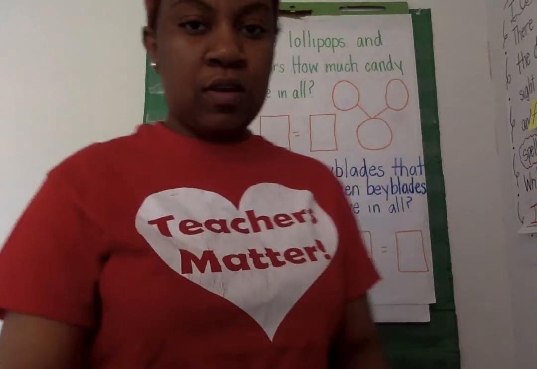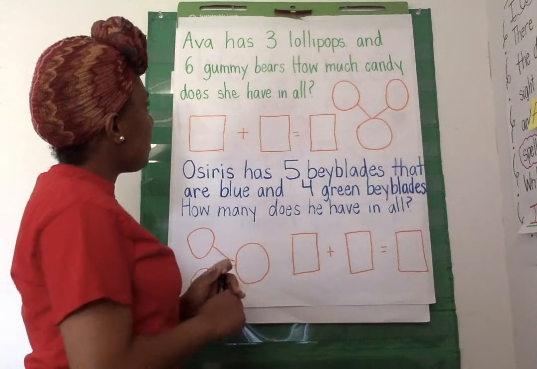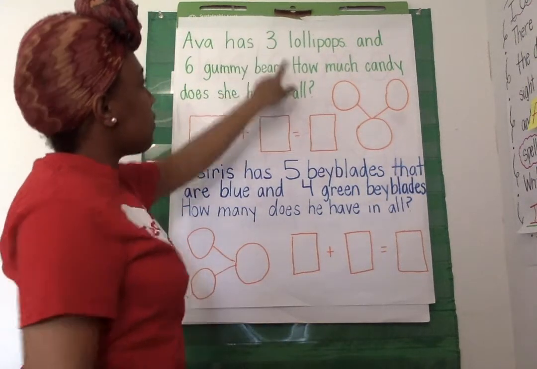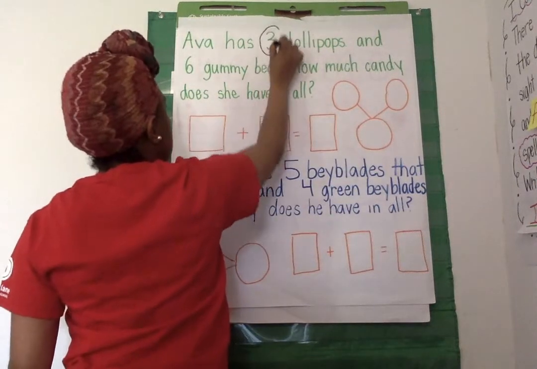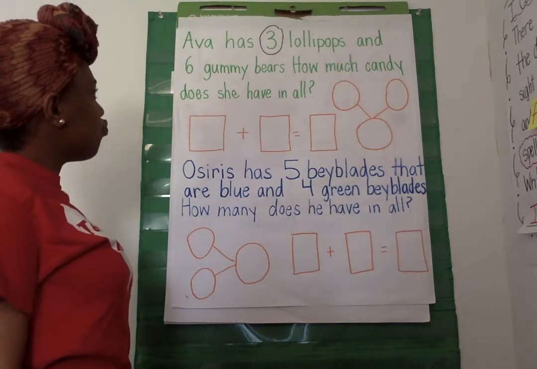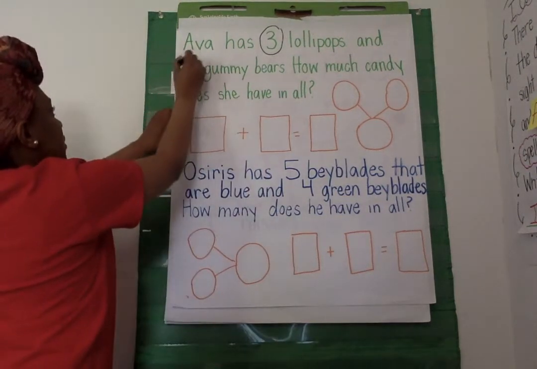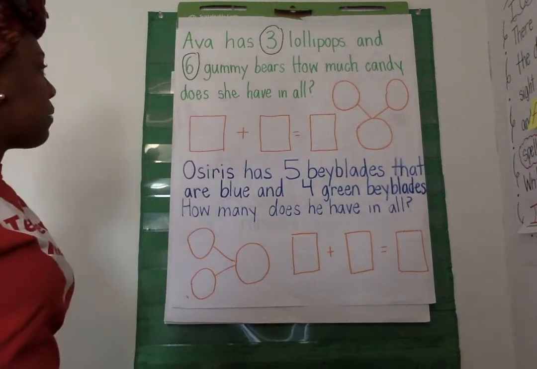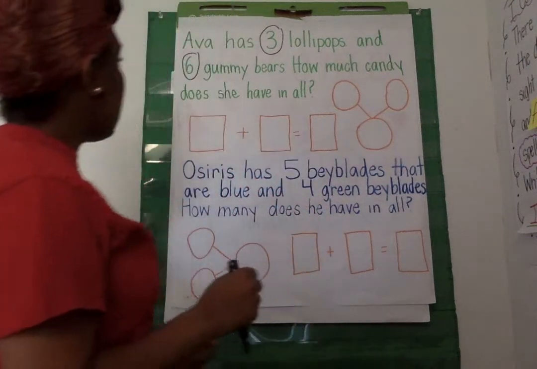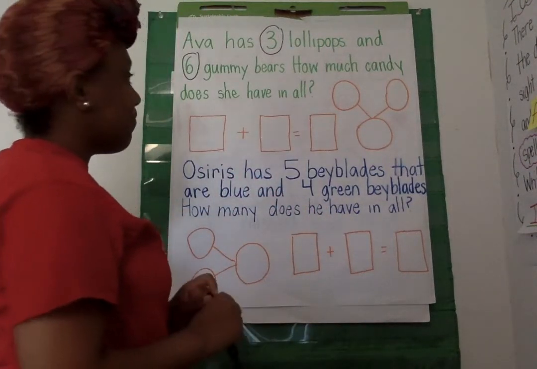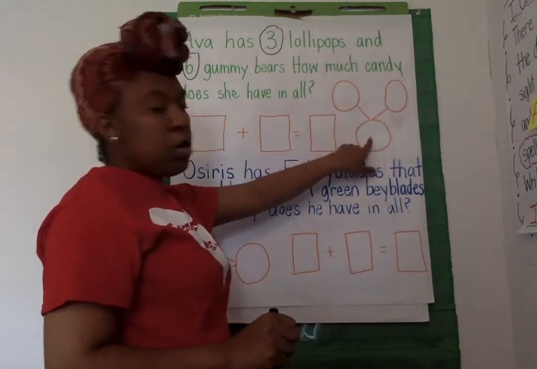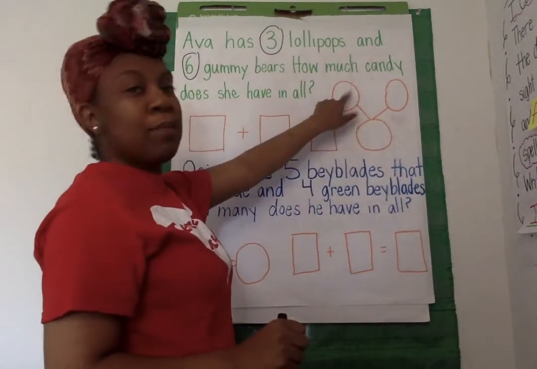So the first thing I'm going to do is think about how many of everything was said, okay? It says Ava has 3 lollipops. That's an important number, so I'm going to circle that. 3 lollipops. And she has how many gummy bears? 6. That's right. Question says, how much candy does she have in all? That means together. So if she has 3 lollipops, am I going to put that in the whole? No. I'm going to put that in the part.